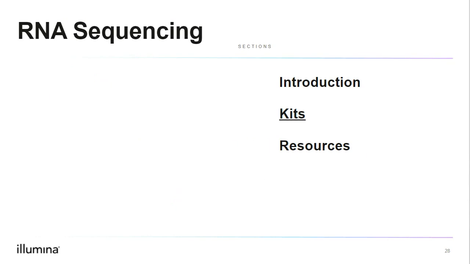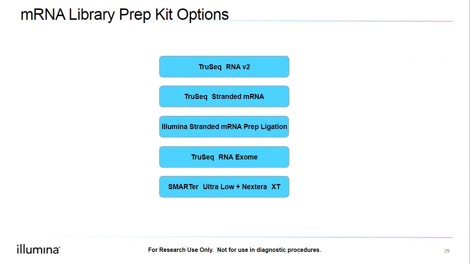Now let's move on to our kit options for RNA sequencing. We have 6 mRNA library prep kit options. The differences between these kits lie in how they capture RNA, the output, and the analysis that can be performed downstream. These kits are TruSeq RNA V2, TruSeq Stranded mRNA, Illumina Stranded mRNA Prep Ligation, TruSeq RNA Exome, and SMARTer Ultra Low with Nextera XT.